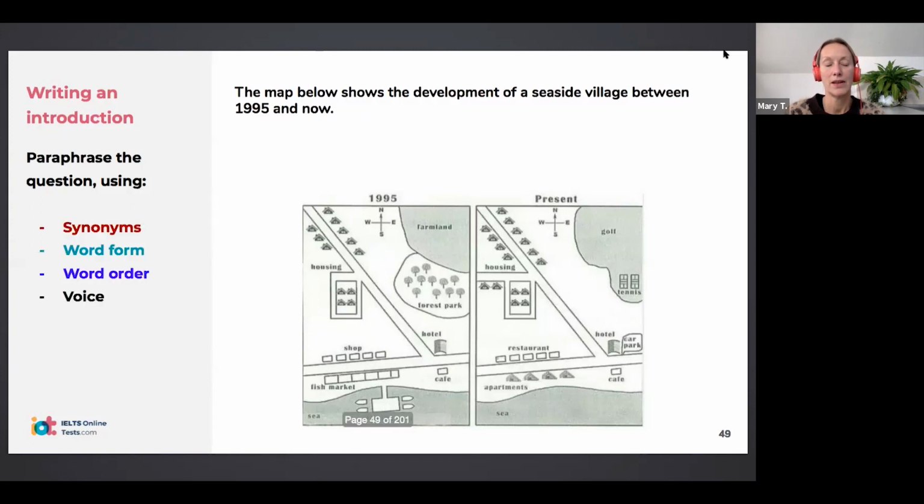Okay, so let's just have a look. These are the different ways you can paraphrase: synonyms, word order, word form and voice. What do I mean by voice? Yeah, what does voice mean? Active, passive, that's right. So as I said before, for this type of question, you really need to try to use the passive because there have been some sort of man-made changes. Okay, so let's look at it now. How could you paraphrase this? Right, I'm just going to highlight the words that you need to change.